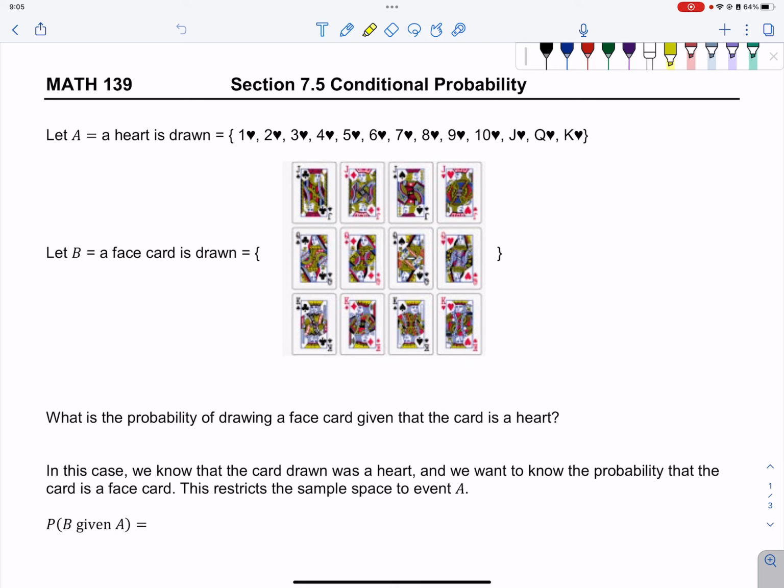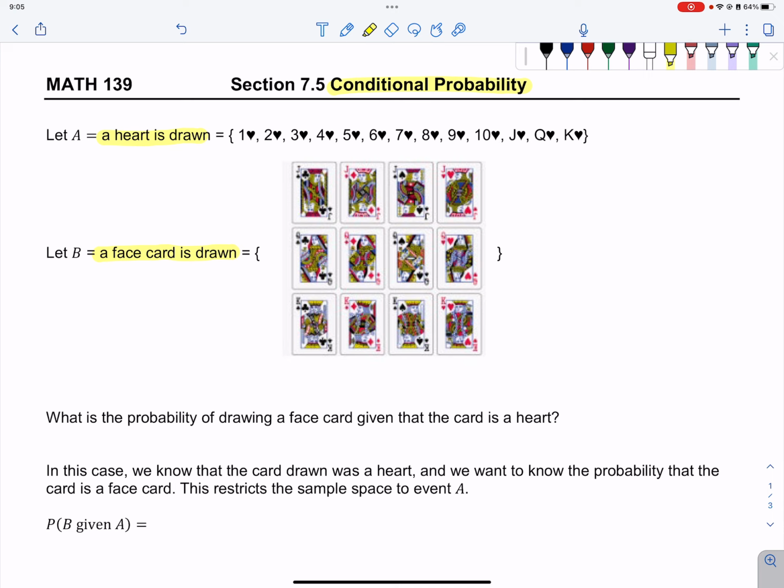In 7.5, we are going to be going through conditional probabilities. So to start, let's set up two events in our experiment where we draw one card from a deck of cards. We are going to let A be the event that a heart is drawn, and it has these 13 cards in it, the 13 hearts from our deck. And then event B is going to be the event that a face card is drawn, and that is our 12 face cards from the deck of cards.